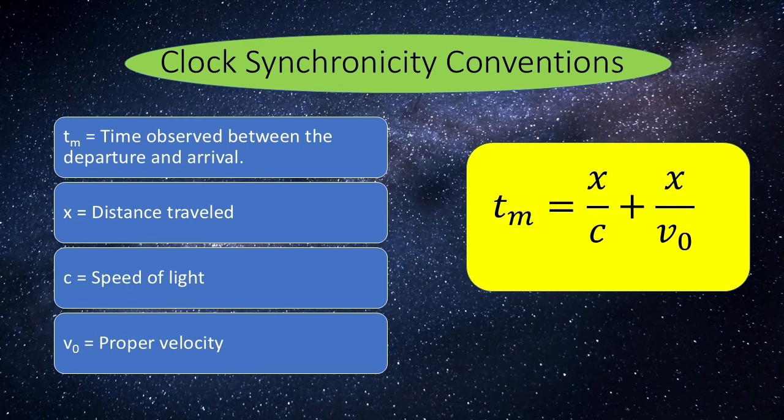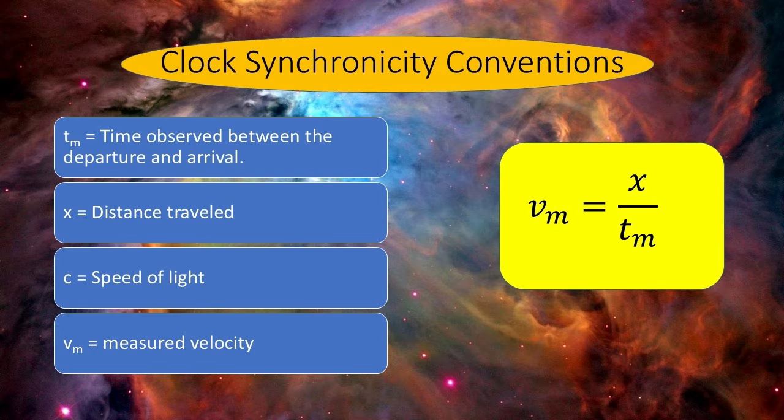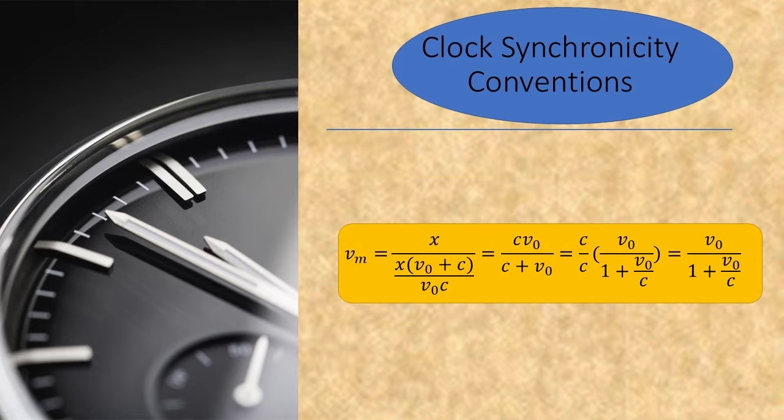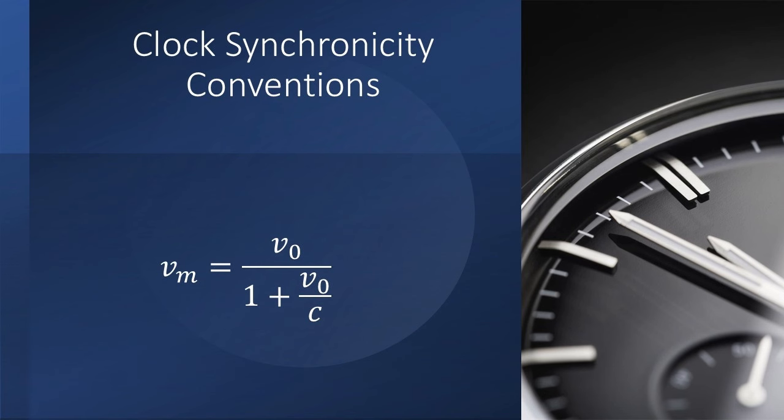The measured velocity will be x divided by t sub m. A little substitution in algebra gets us to here. Continuing the process produces these results. This results in the measured velocity being the proper velocity over 1 plus the proper velocity divided by the speed of light. This relationship holds for the case where all of the velocity is in the radial direction.